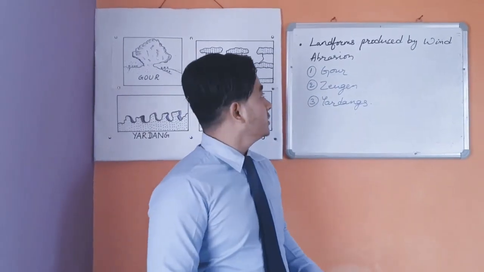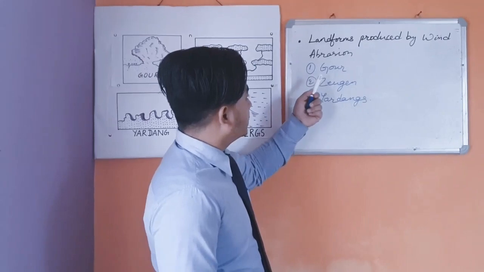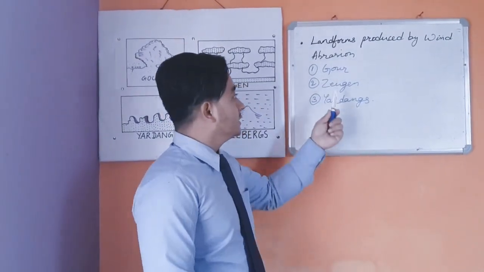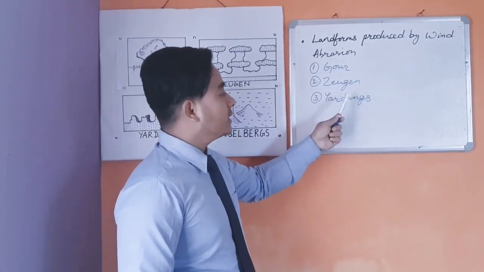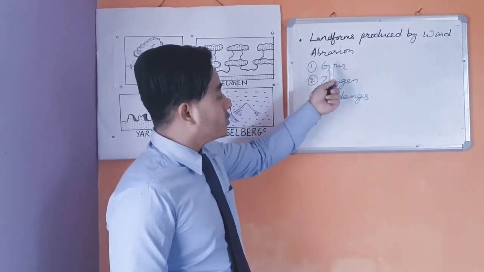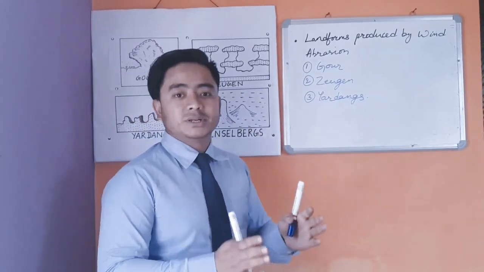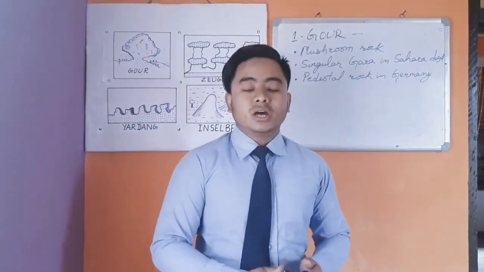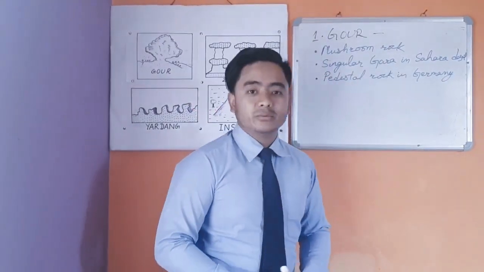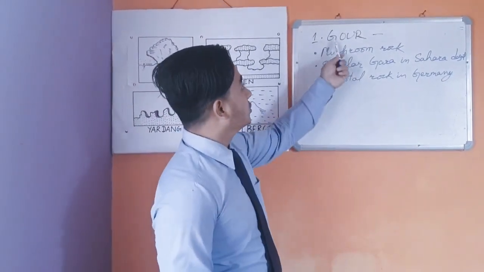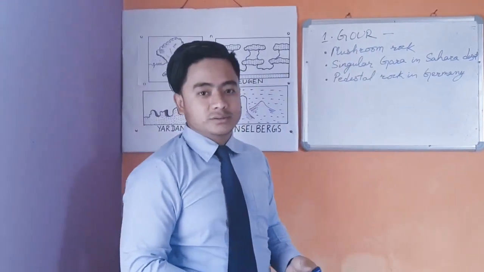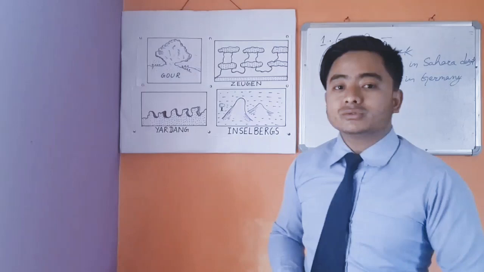These are the 6 landforms that are produced by wind abrasion. In this lesson, we will discuss 3 of them, that is Gour, Zeugen, and Yardang. We will discuss in detail how these landforms are produced. So now let's discuss the first landform produced by wind abrasion, that is Gour. Gour is also called mushroom rock.